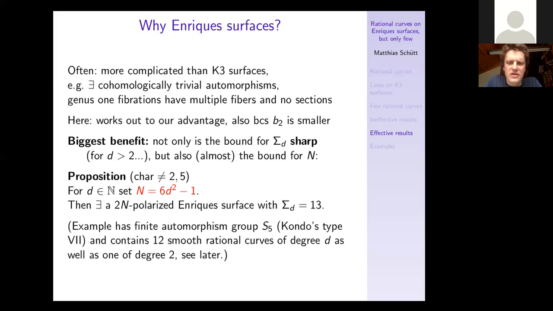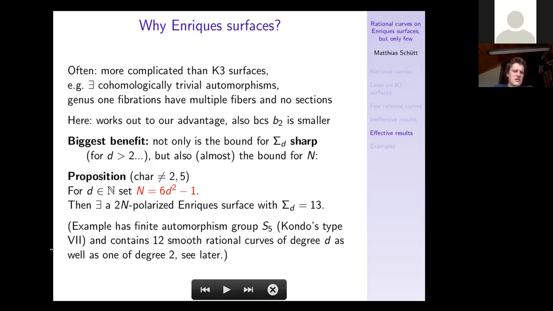We did, and the result was not very sharp, or at least it looked not very sharp. And now it turns out for Enriques surfaces, the theorem I propose is almost sharp. The main advantage is that B2 is just smaller. So there is less space for special configurations, and there are fewer configurations to consider. The big benefit that I mentioned is the bound is not only sharp for sigma d, so we'll not only find many Enriques surfaces containing 12 lines of small degree, but we can prove that this bound for n, for the degree of the polarization, is almost optimal.